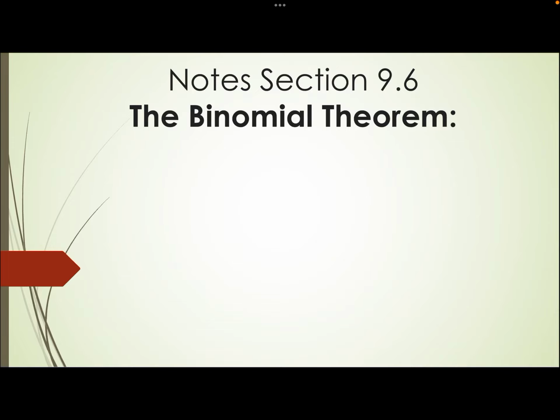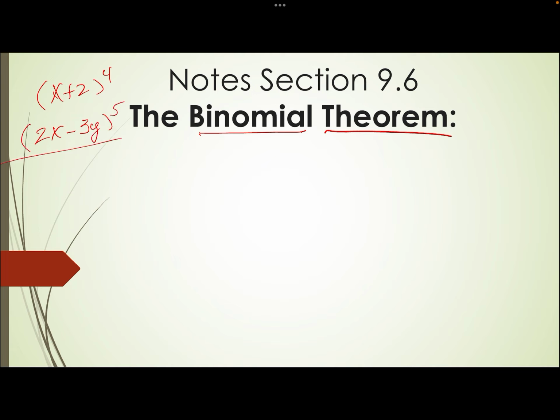This is the binomial theorem. Remember, a binomial is a two-term polynomial, and a theorem just means that it's something that is proven, so it won't always work. What we're going to learn how to do is take a binomial and expand it without having to multiply it out all the way, or even with two variables in it.